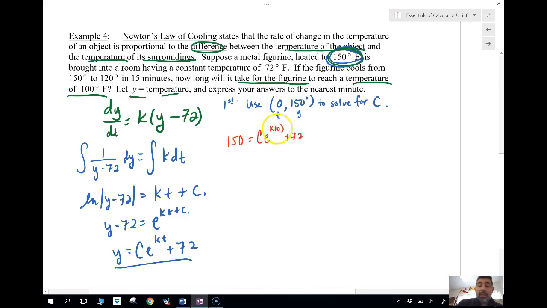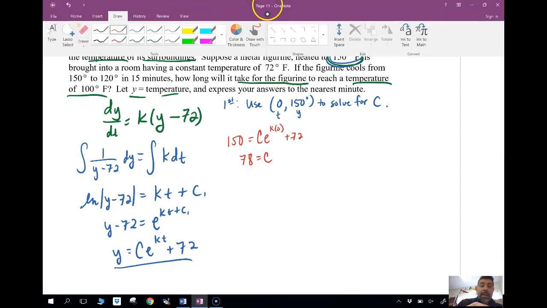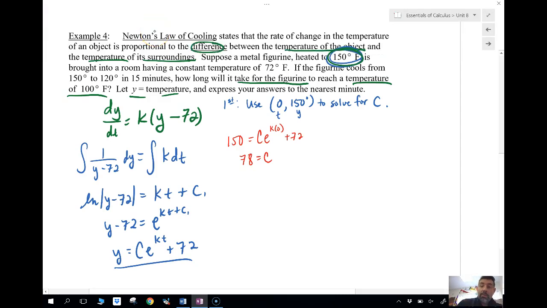And e to the 0 is just 1. So I'm going to end up with 78 equals c. All right, great. So now I'm going to go back to green. Right now we have y equals 78 e to the kt plus 72. So now we need to find k.